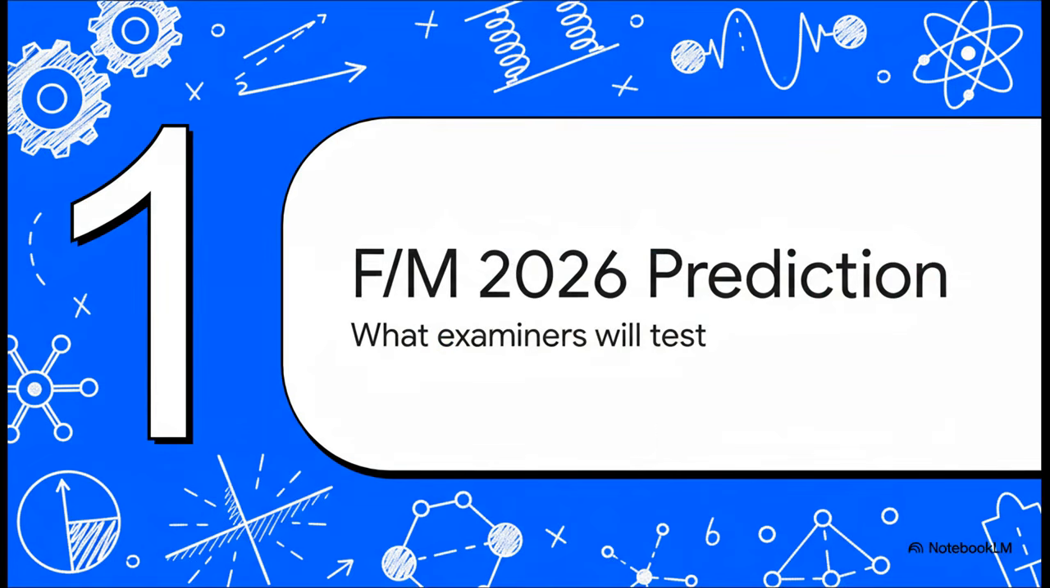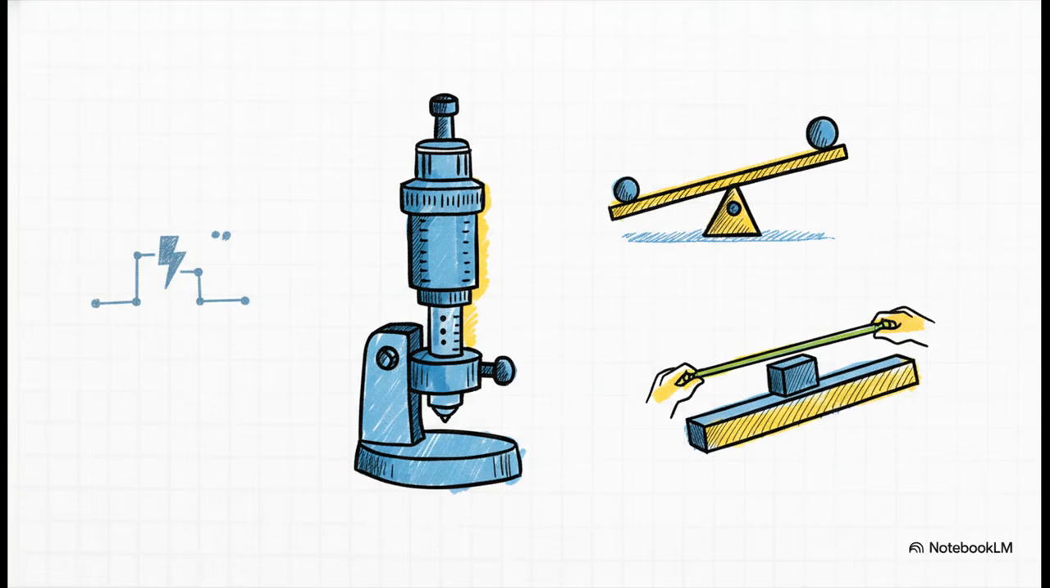All right, let's kick things off with a huge strategic tip. Looking at the recent trends, what's come up before, and the theory papers for this series, all signs are pointing to the February/March 2026 paper being all about mechanics and materials. So what does that actually mean for you? Well, it means you can probably put those electricity experiments on the back burner for a little while. Instead, you need to go all in on skills like using the micrometer screw gauge and really get to grips with concepts like static equilibrium. That's where the marks are going to be.